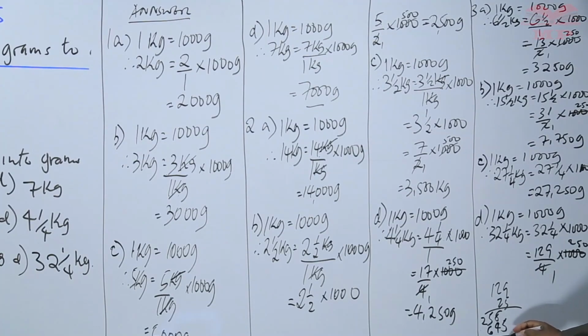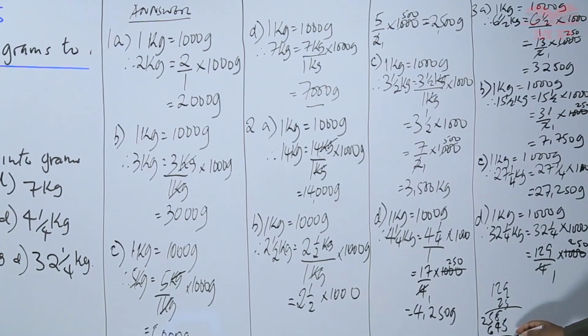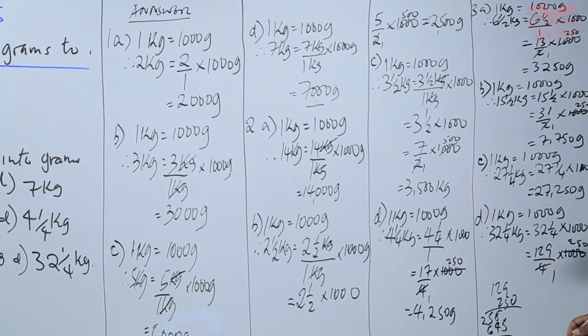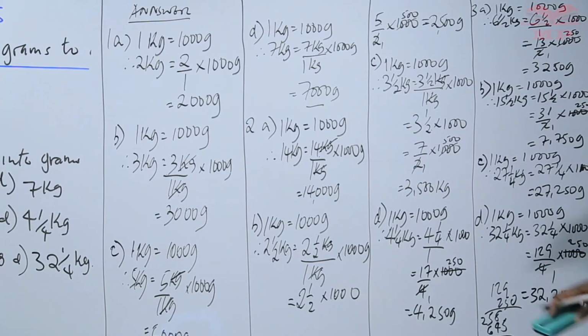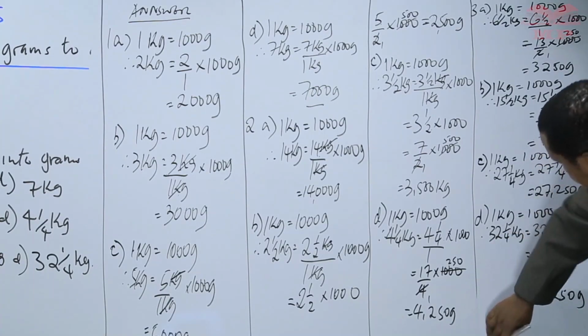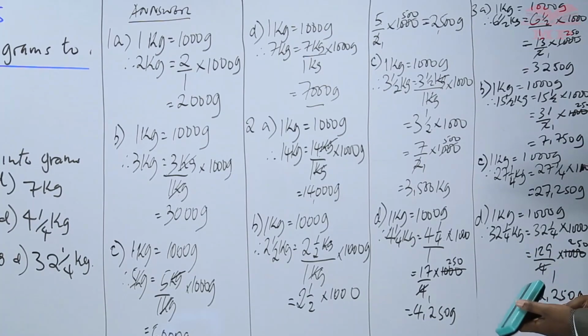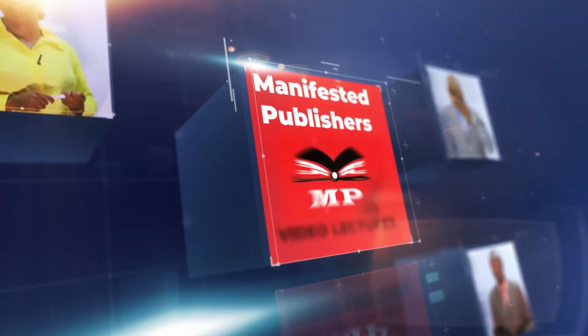So my answer here is 5, 2, carry 1, 2, then 3. We have a 0 here. This is 250, we add 0. So the answer is 32,250 grams. That is the number of grams that make 32¼ kilograms.